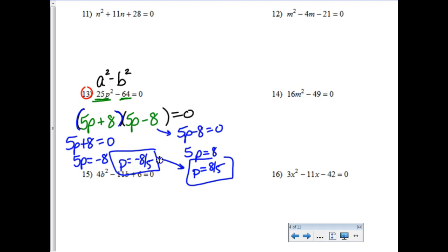So I need to see both of your answers, and I'm really hoping that some of you who struggled with this section last time have a better grasp as to what I'm asking you to do. So you're not only factoring, but then you're solving your factors.